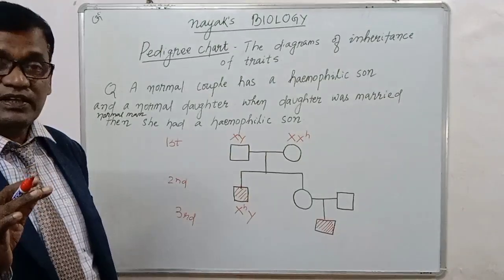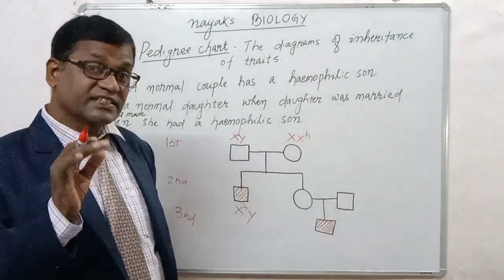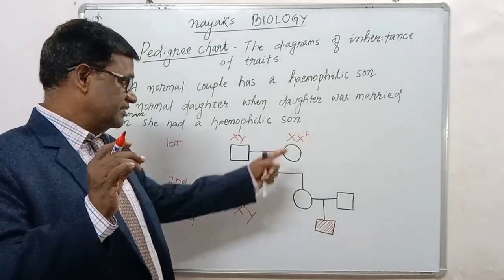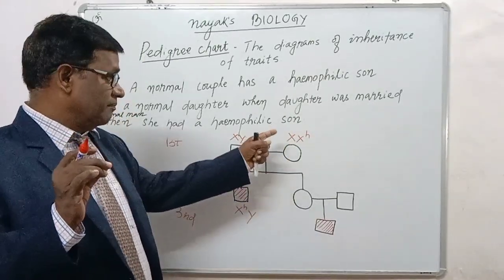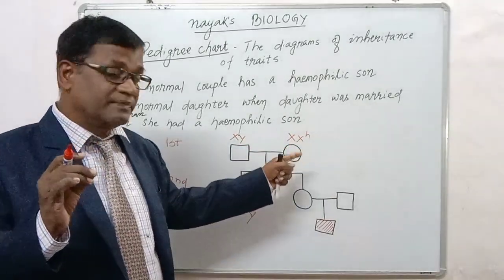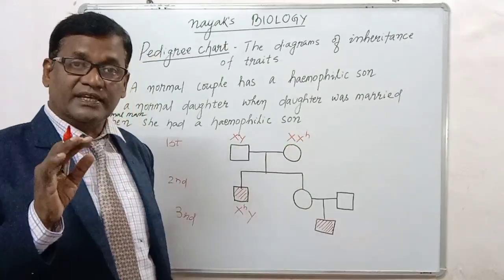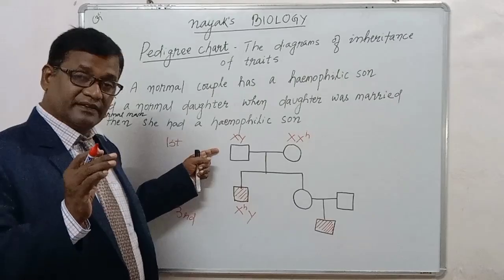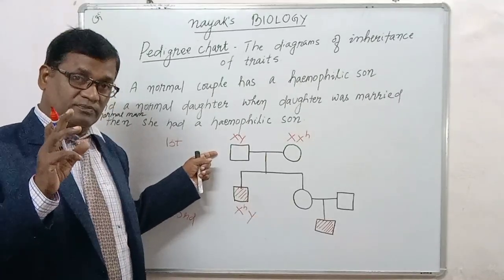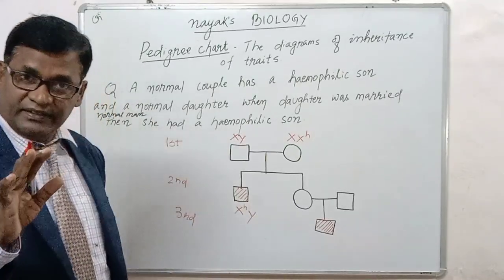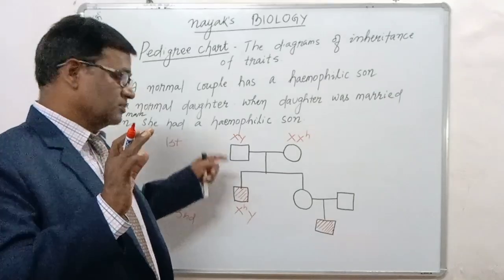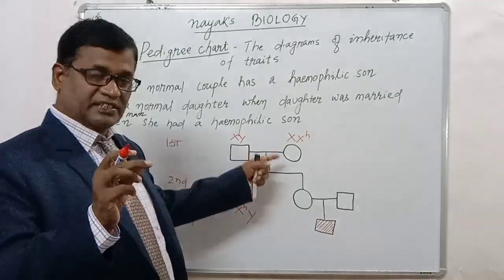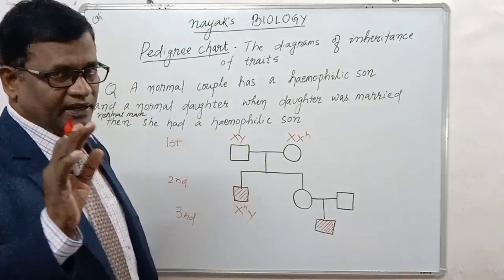Hemophilia is an X-linked recessive trait, and the gene for hemophilia is on the X chromosome. Because mothers or females have two X chromosomes, they are only carriers, whereas a man has only one X chromosome, so he is affected if that one X chromosome is affected. Otherwise he is normal. But in most cases the females become carriers and the males become affected.